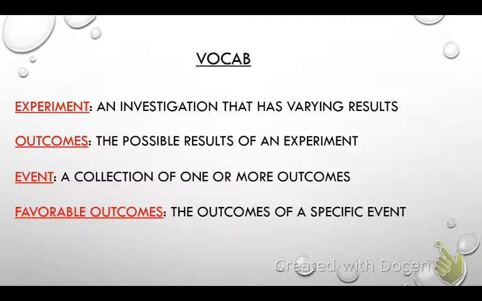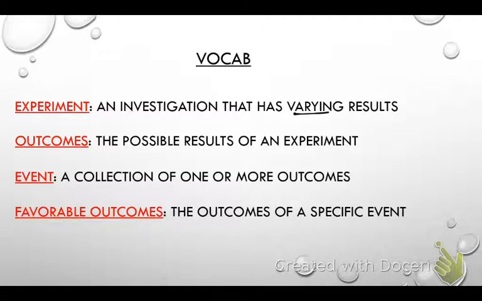First one is an experiment, okay? Basically, this is an investigation that has varying results. That means different kinds of results can come from the experiment that you do. How many of you have ever done a science experiment before, okay? Different groups might get different results, all right? The outcome, that's the possible results that you could get from your experiment.